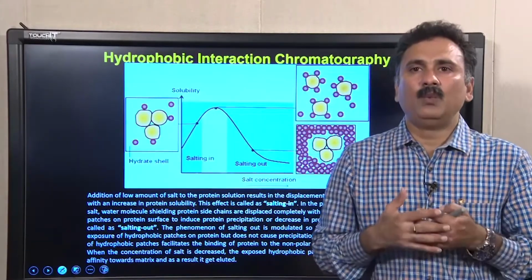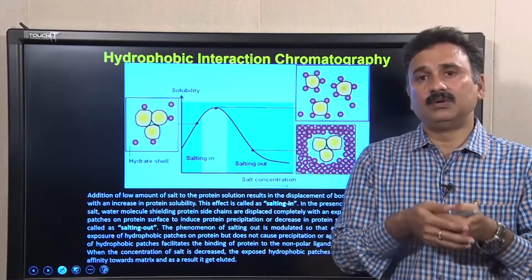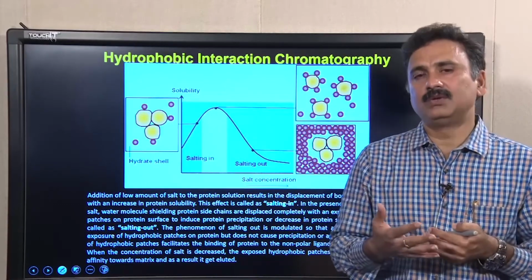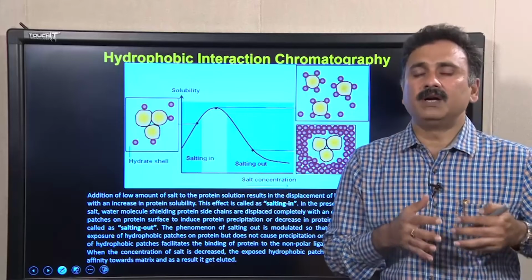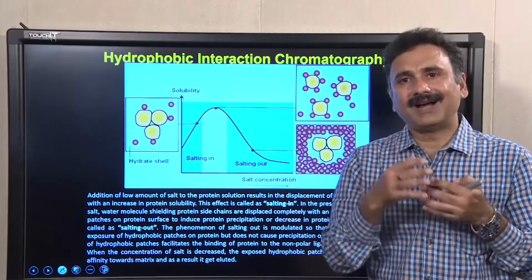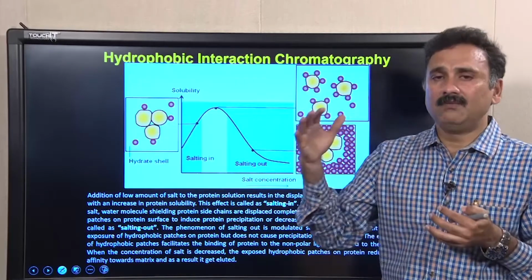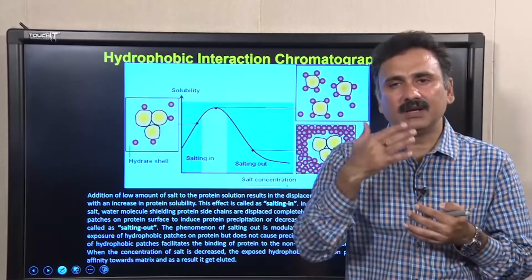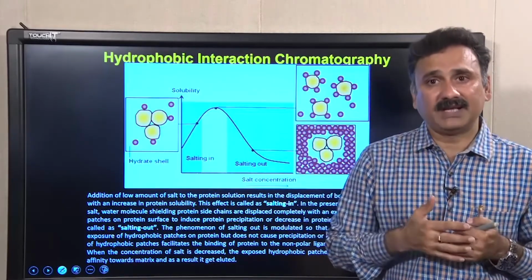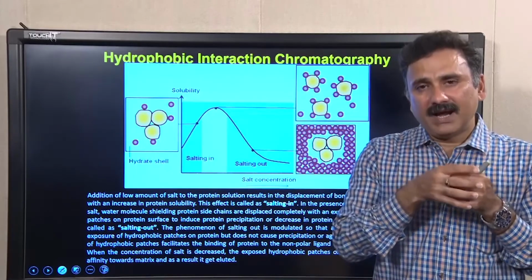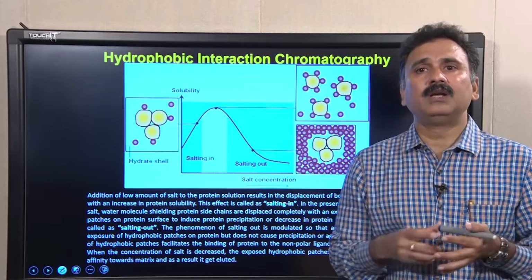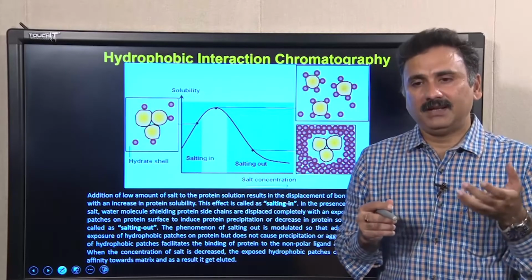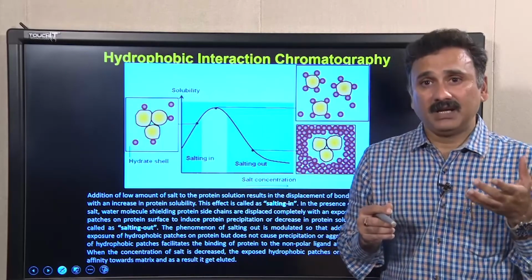What happens is that when you add salt to the proteins, the salt has higher solubility in water molecules compared to the protein. In this process, the salt removes the water from the protein molecules and exposes the hydrophobic patches. By adding a low amount of salt, you are increasing the solubility of the protein, and this effect is called the salting in effect.